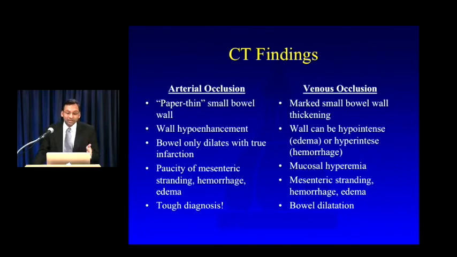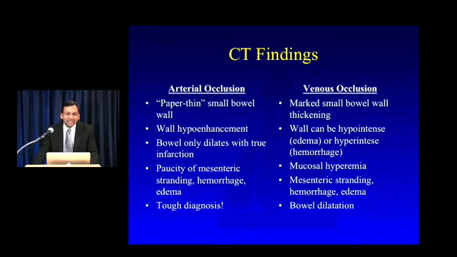Needless to say, tough diagnosis, and when I've seen missed cases of bowel ischemia, they're almost always on the basis of an arterial occlusion, especially when there's not any big embolus sitting in the SMA that clues you into the diagnosis. Now, venous occlusion, on the other hand, much more obvious, right?